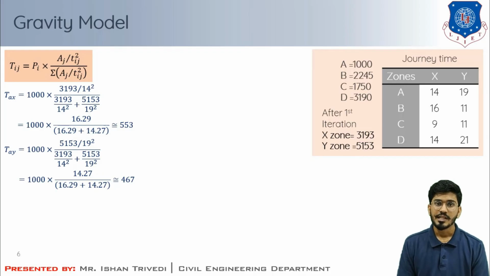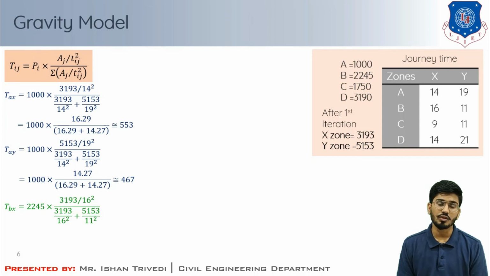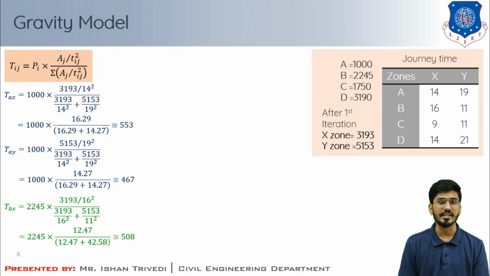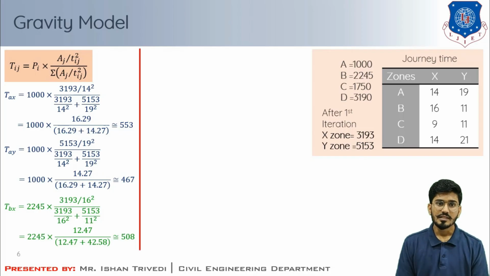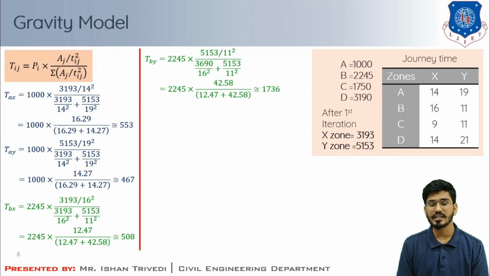number of trips. Similarly for BX, the total produced trips are 2245, and the travel times are 16 and 11 for X and Y zones. Again for X zone, the total attraction is 3193 and for Y zone it is 5153. I put these values here and get the answer for TBX, which is 508. Similarly for TBY I can easily compute the answer, that is 1736.